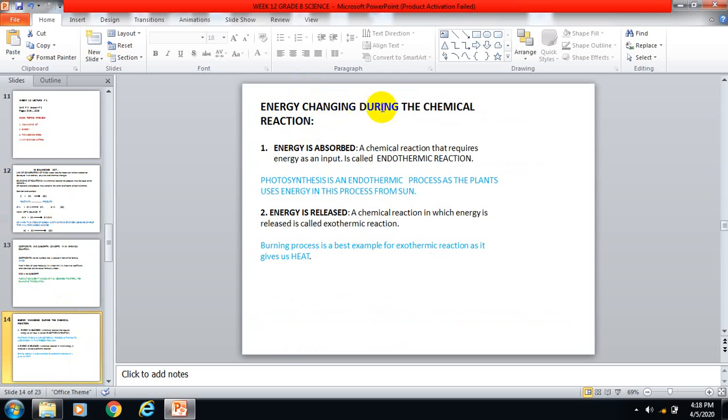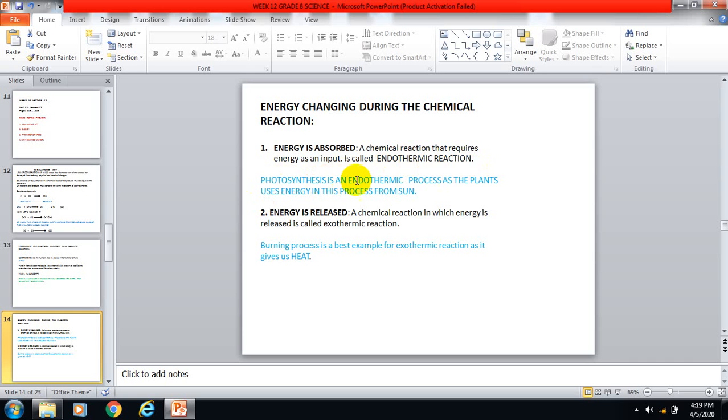Now we have energy changes during a chemical reaction. Number 1, energy is absorbed. How does energy change during a chemical reaction? Two possible things might happen: energy will be absorbed or energy will be released. In the absorbed case, a chemical reaction requires energy as an input. Any reaction that needs energy, we call an endothermic reaction. Therm means heat or energy.